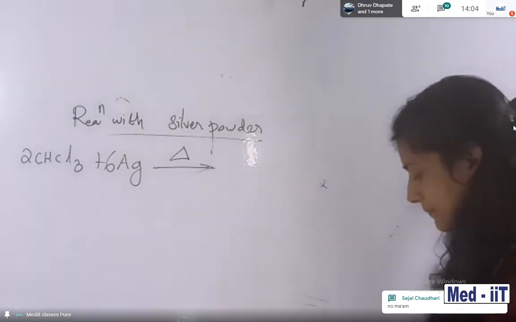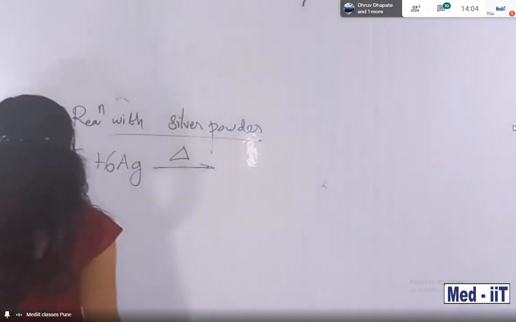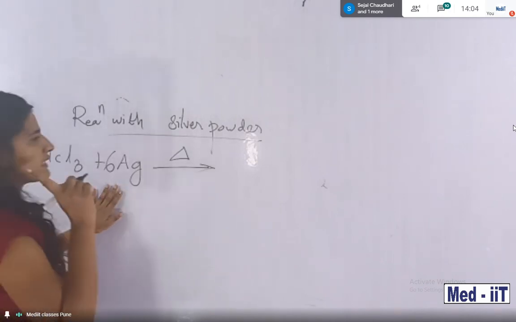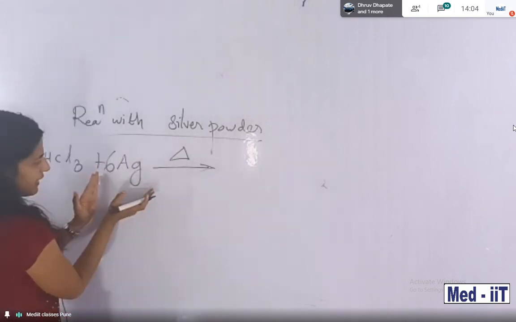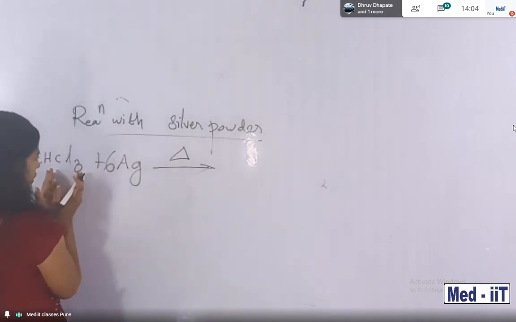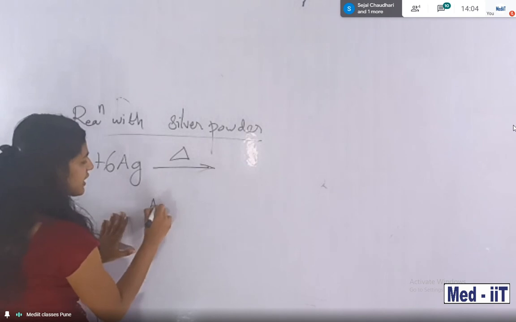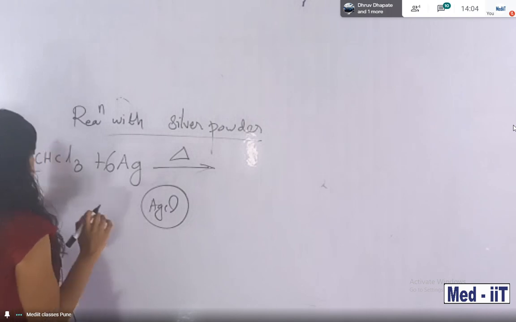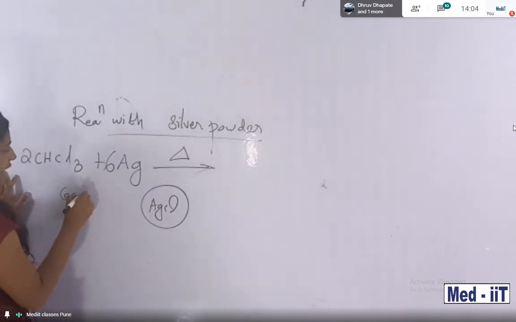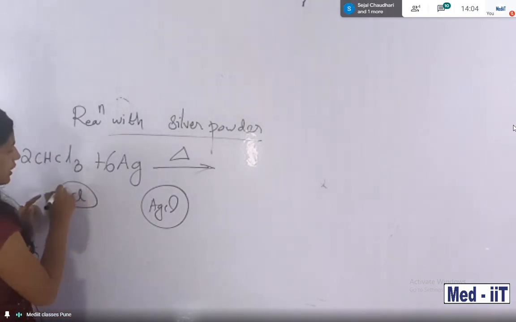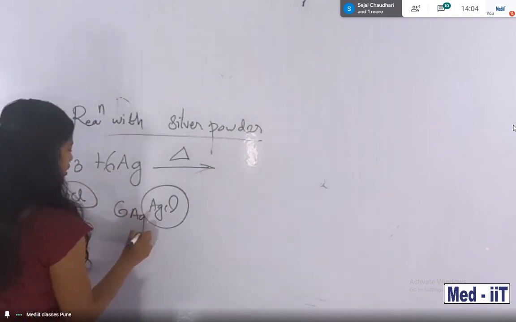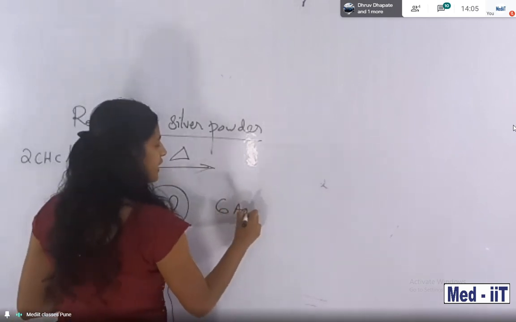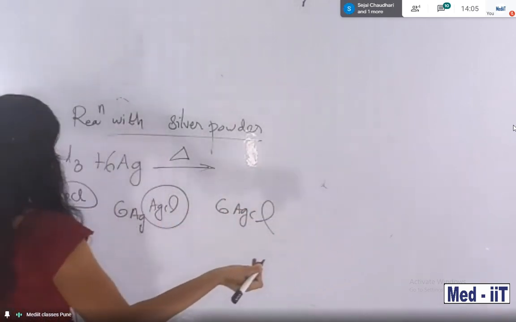Students, look. Here we have halogen, then silver. One thing you want to keep in mind: in the presence of silver, when chlorine is there, definitely AgCl, silver chloride, will form. So in total, how many halogens? Six Cl, here 2 into 3, six chlorines, and six Ag. So 6 Ag and 6 Cl will combine to form 6 AgCl. It will be removed like that.